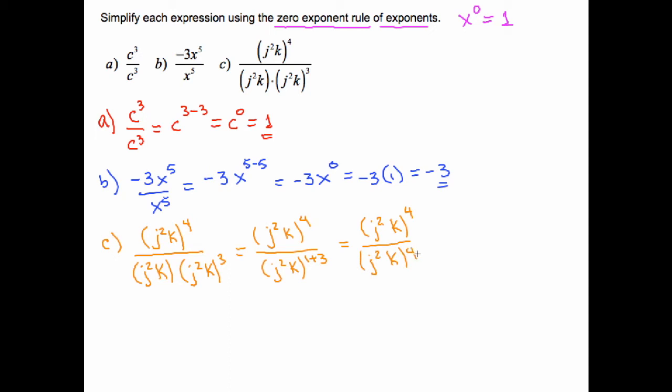Now I'm dividing with a common base, so I can subtract the exponents. This gives me j squared k, and that base is raised to the 4 minus 4. Well, 4 minus 4 is 0, so now I have j squared k raised to the 0. And again, if I'm raising j squared k to the 0, then the result is 1.